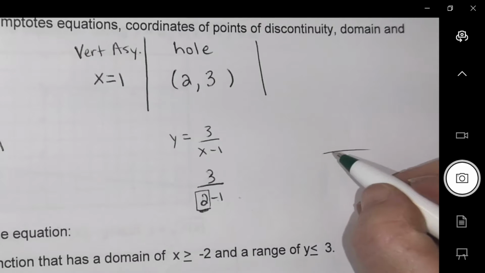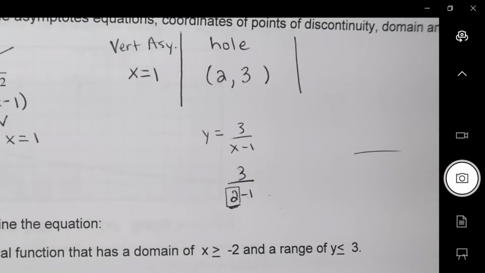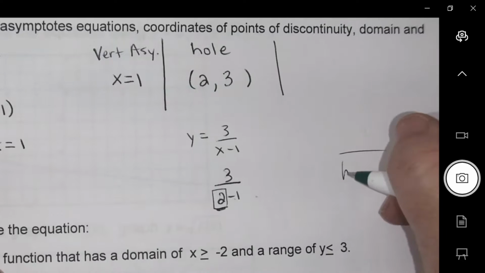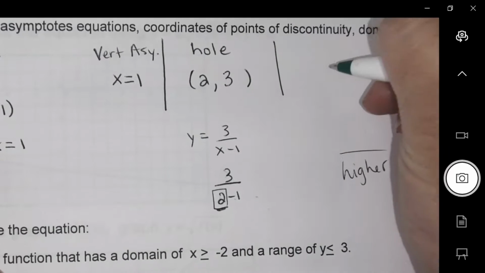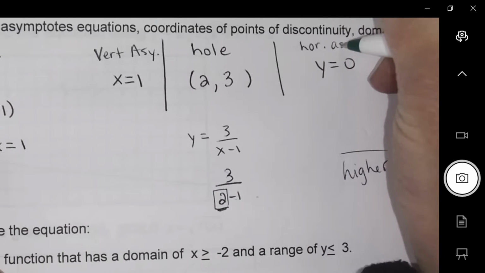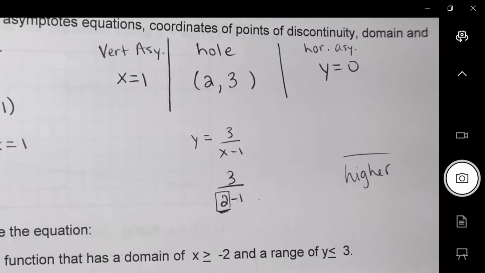Let's talk about our degrees. Higher, same, what is going on? Higher. Higher on the bottom. So that means what? It means that you're going to approach 0, right? So there's our info.